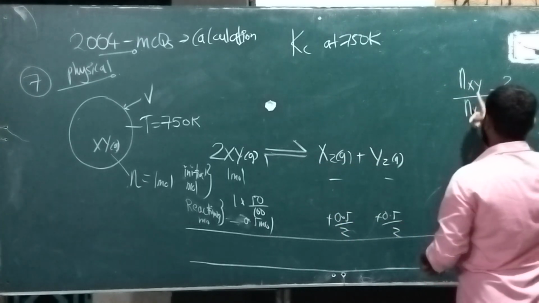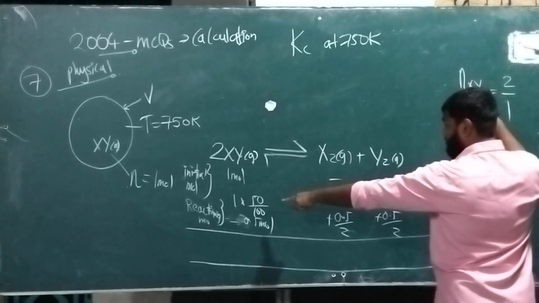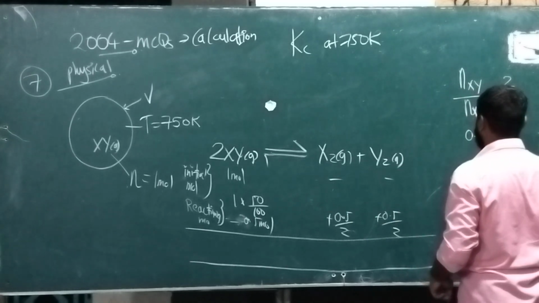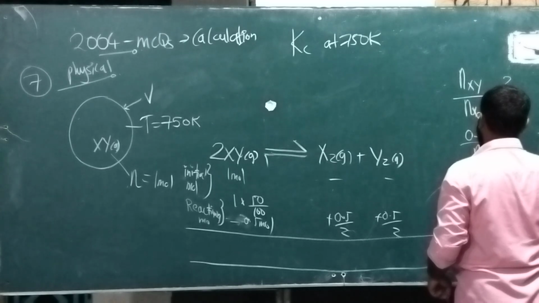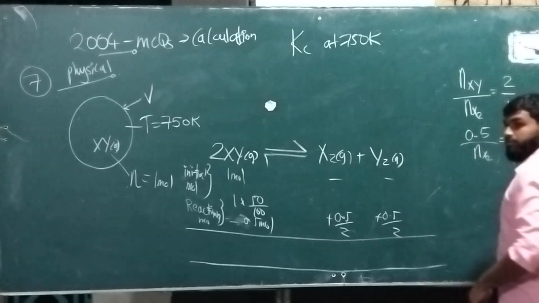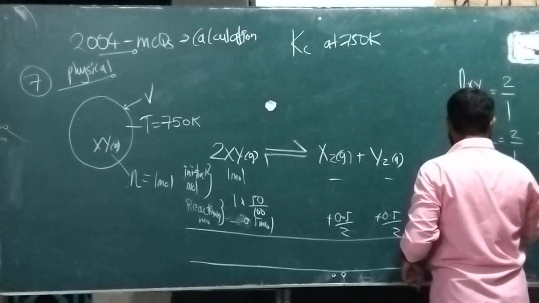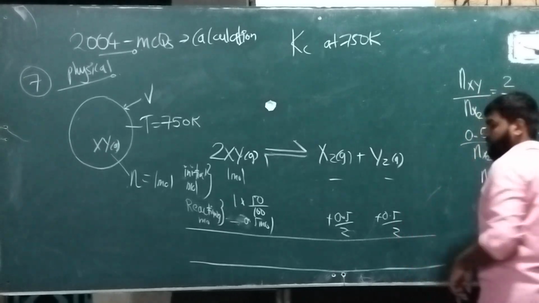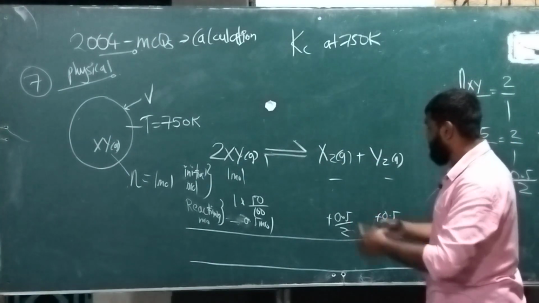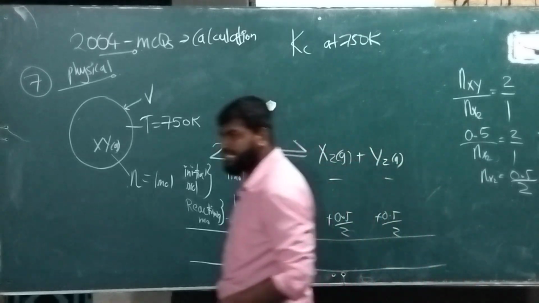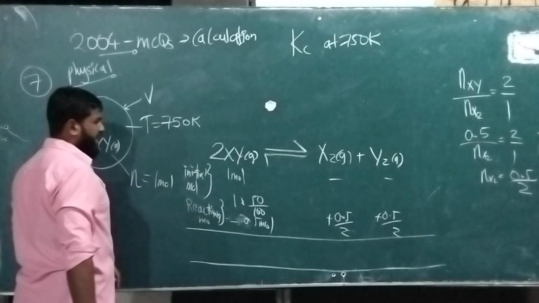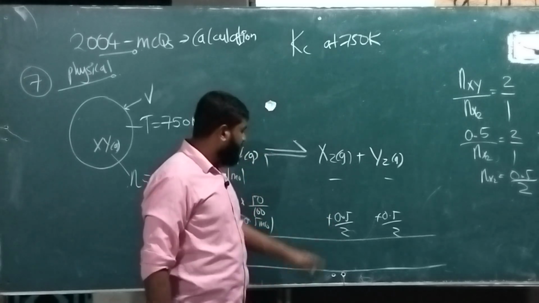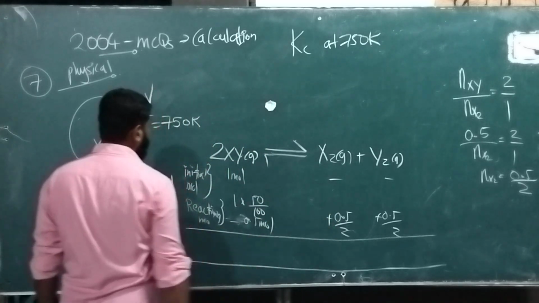So how many moles of XY do you have? 0.5. So NX2 is equal to 1/2 of that. So how many moles of X2? NX2 is equal to 0.5 divided by 2. Practice. If you are practicing a lot, you can do this in less than seconds. It's very easy, right? This one's half.